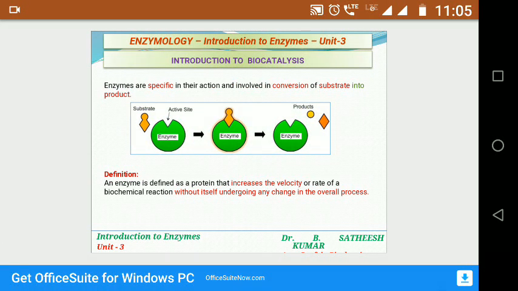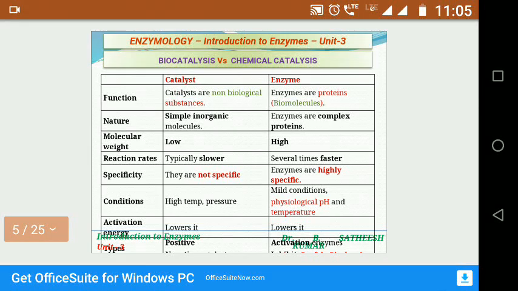Without enzymes, we cannot imagine the plenty of reactions that take place in each and every cell of organisms. So that is why it is very important to study about the enzymes. And next we have seen of course the definition of enzymes and the differences between chemical catalyst and biological catalyst, that is enzyme. Chemical catalysts are inorganic in nature. They are usually used in organic or inorganic laboratories outside the cells, outside the living organisms.